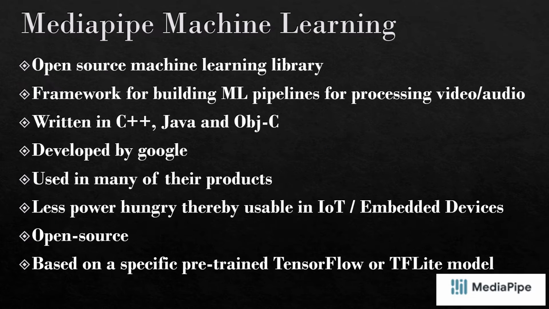The next is the MediaPipe machine learning library, which is from Google. It's an open source machine learning library, and that's a good thing about it. It's a framework for building machine learning pipelines for processing basically video input or images. It's fundamentally written in C++, Java, and Objective-C. C++ is the most common language used for these sorts of applications, and it's developed by Google, as I said before, and it's used in many Google products.